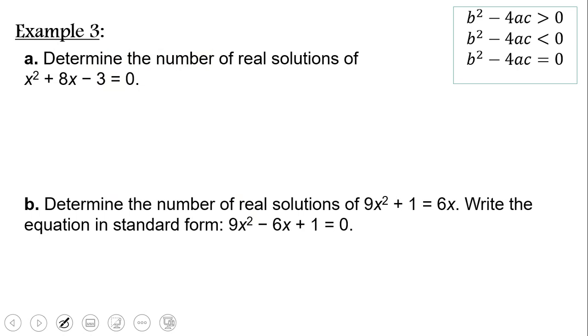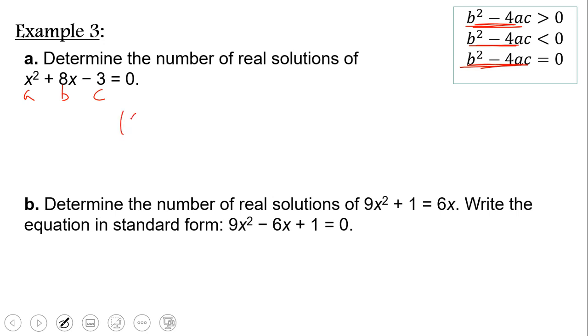So let's look. Determine the number of real solutions. This is the number of real solutions because when you get to Algebra 2 and down the road in your math career, you'll learn about imaginary numbers. So let's look at x squared plus 8x minus 3, and we're just going to look at the b squared minus 4ac part to determine where it falls in. So here's your b value, and here's your a value and your c.